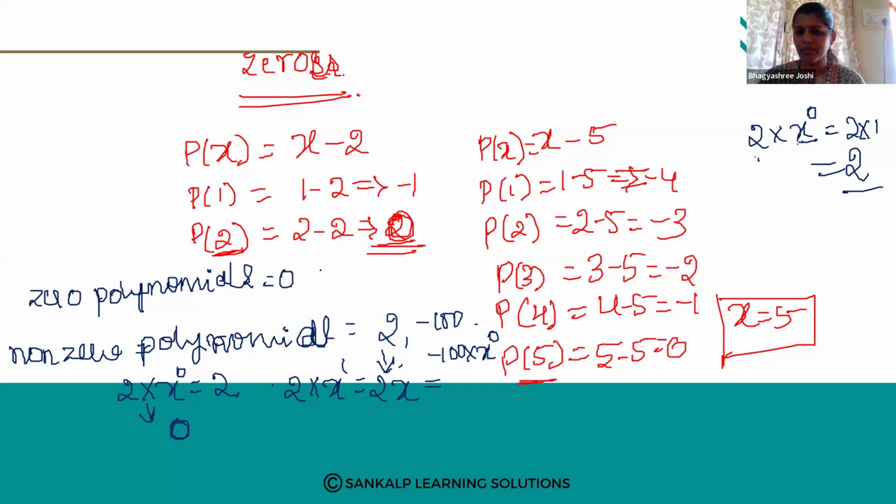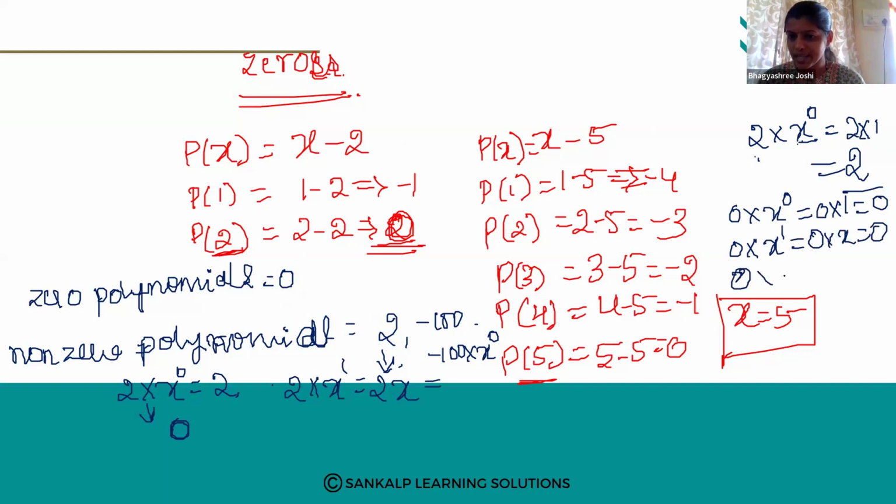If I write 0, tell me the degree of this polynomial. What will I do? 0 into x raised to 0, x raised to 0 is 1, and 0 into 1 is 0 only. 0 into x raised to 1, that is 0 into x, is equal to 0. 0 into anything is 0 only.